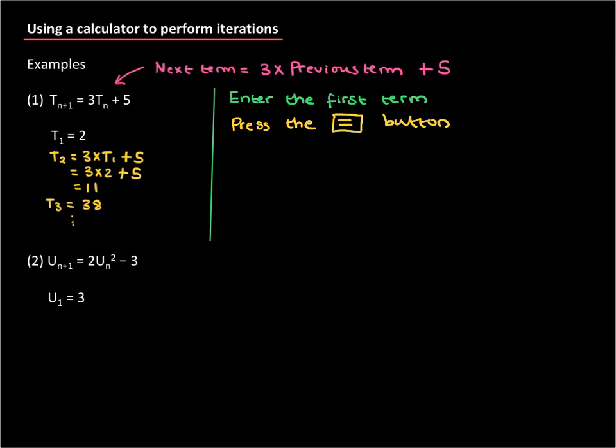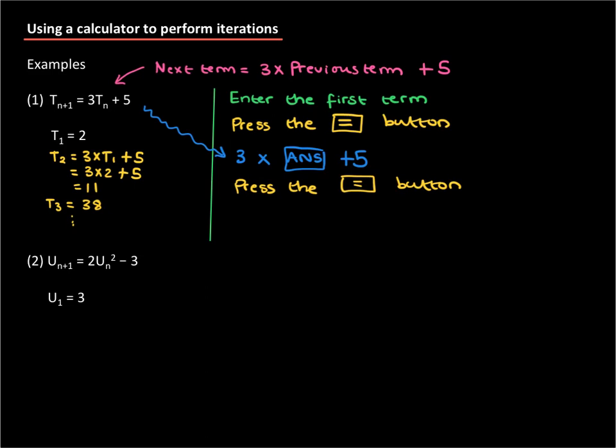Now, this stores the first number that you've entered, which is 2, and it becomes the answer. So what we're now going to do is use the answer key to set up the iteration formula. So I would then, for this particular iteration formula, input 3 multiplied by the answer, and you can see the answer key on your calculator, plus 5. Once you've done that, press the equals button again. Now your screen should say 11, which of course is the next term.